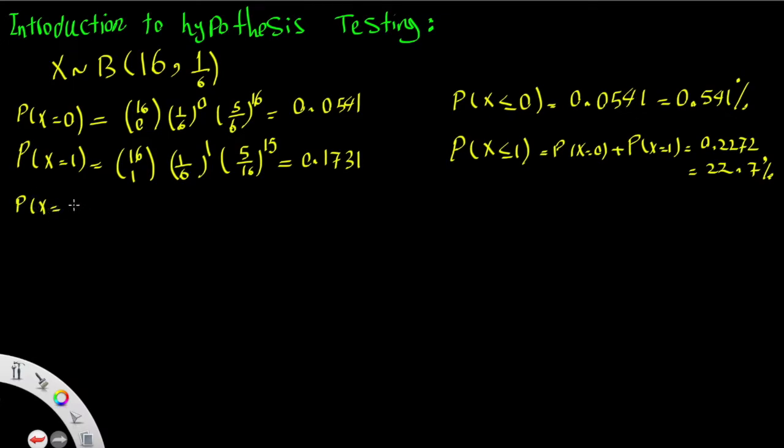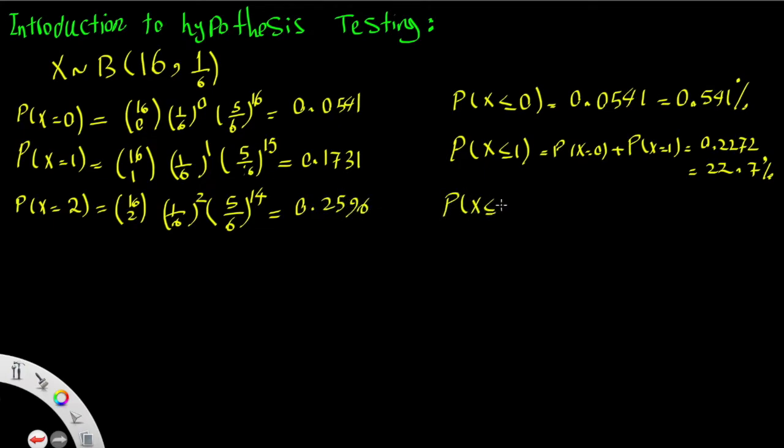Now the probability of x equal to 2 will be equal to combination of 16, 2, times 1 over 6 to the power of 2, times 5 over 6 to the power of 14, which is equal to 0.2596. So the probability of x less than or equal to 2 will be the probability of x equal to 0, 1 or 2, which adds up to 0.4868, equal to 48.7%, correct to 3 significant figures.